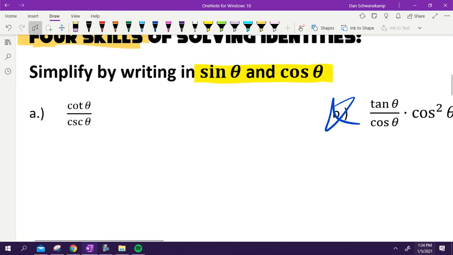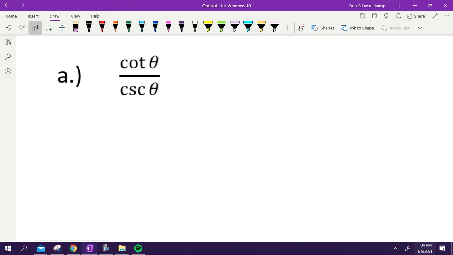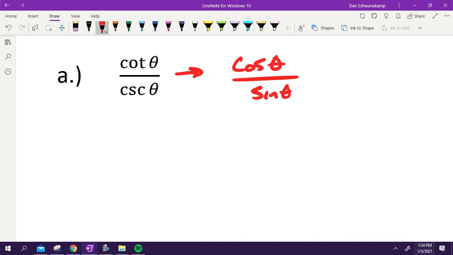But this is a skill we're going to do all the time. Rewrite in terms of sine and cosine. Here we go. Let's do letter A. Cotangent of theta over cosecant of theta. Let's simplify that. So the first thing we're going to do is rewrite stuff in terms of sine and cosine. So when I see cotangent, I don't want to talk about cotangent. I want to write it in terms of sine and cosine. What could I replace cotangent with? It is cosine over sine, because cotangent means x over y. So x is cosine, y is sine. I got that. I am taking that and dividing it by cosecant. That's 1 over sine.